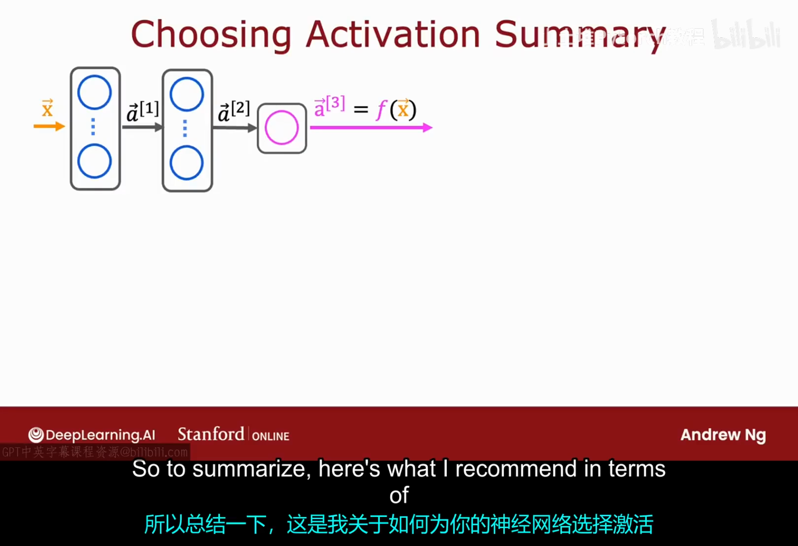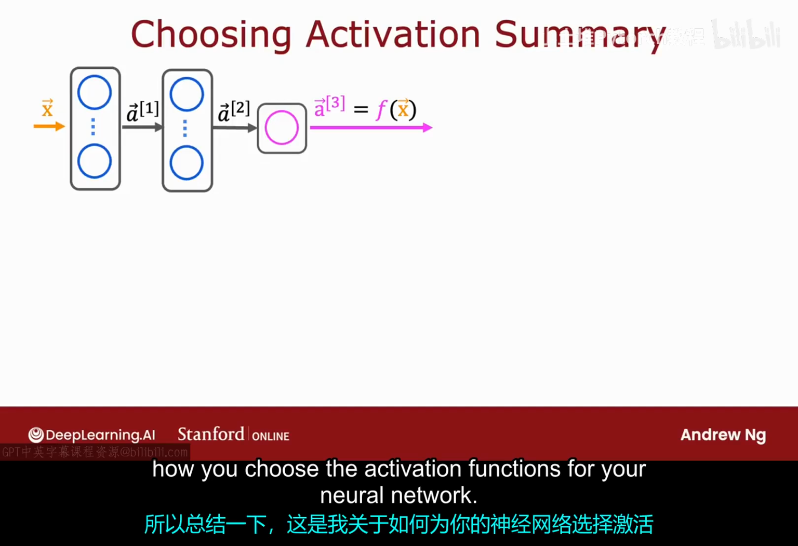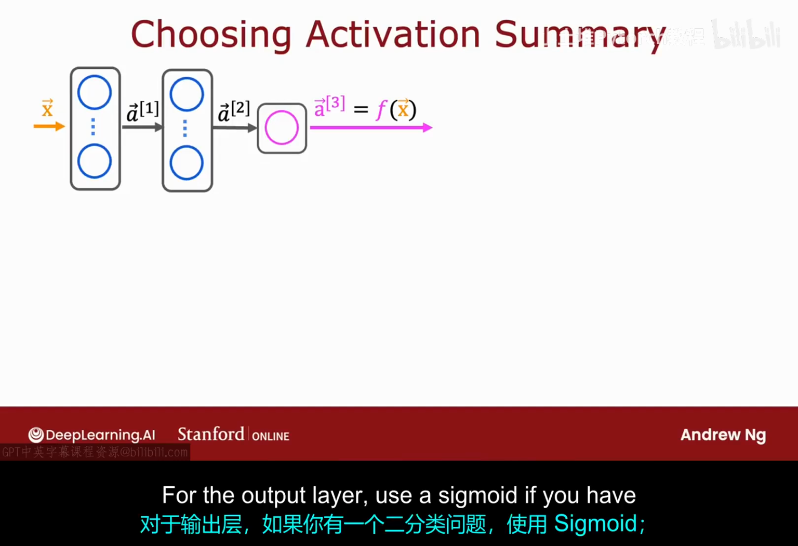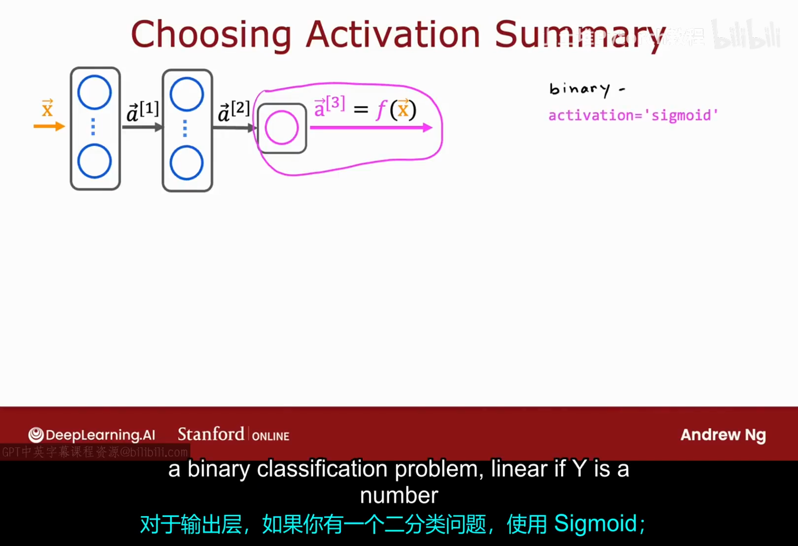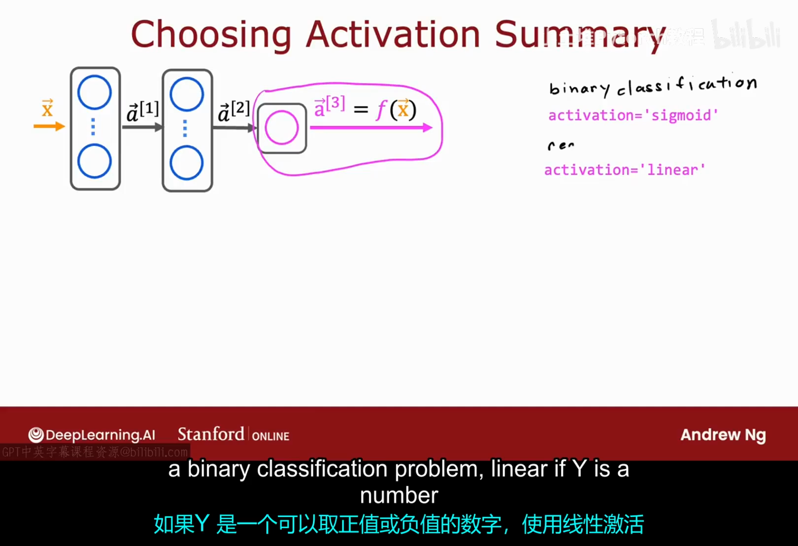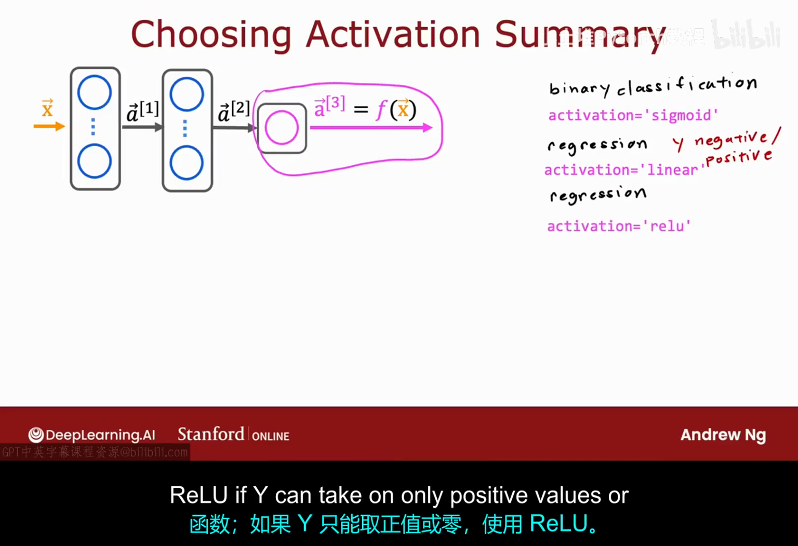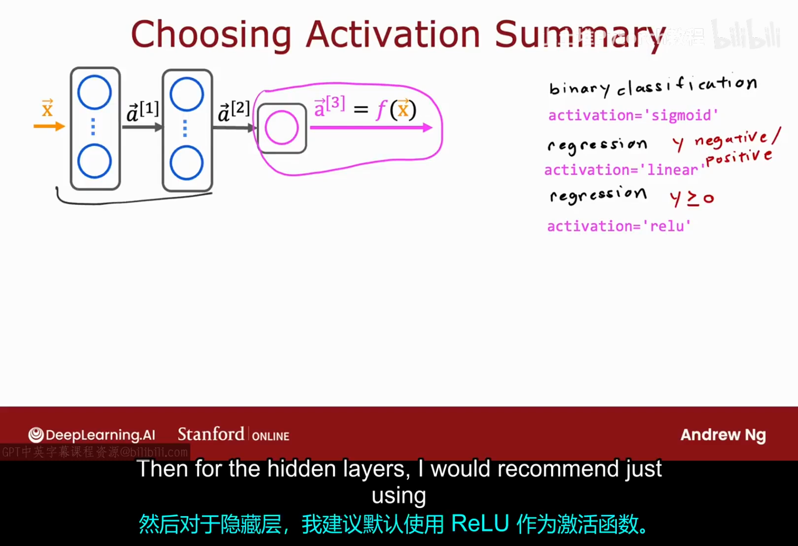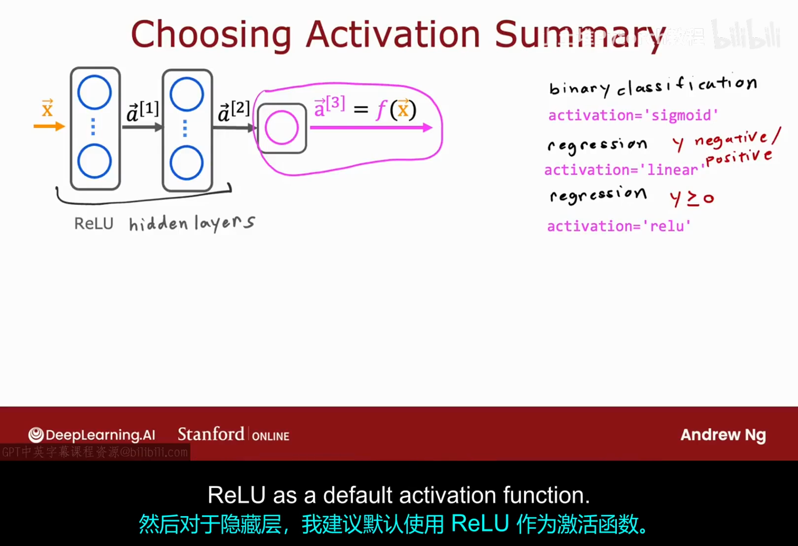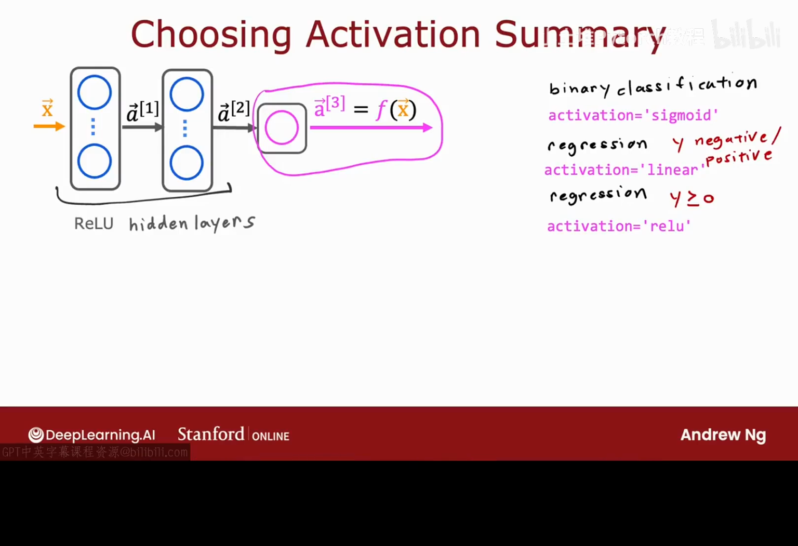So to summarize, here's what I recommend in terms of how you choose the activation functions for your neural network. For the output layer, use a sigmoid if you have a binary classification problem, linear if y is a number that can take on positive or negative values, or use ReLU if y can take on only non-negative values. Then for the hidden layers, I would recommend just using ReLU as a default activation function.